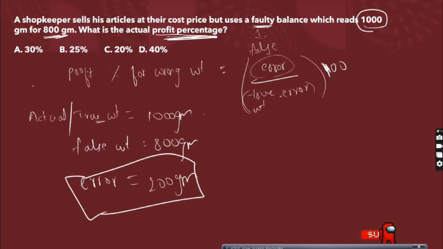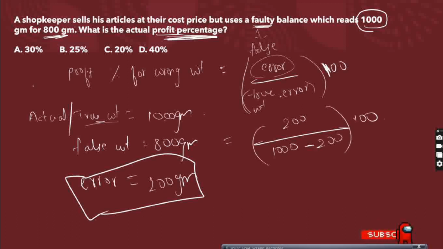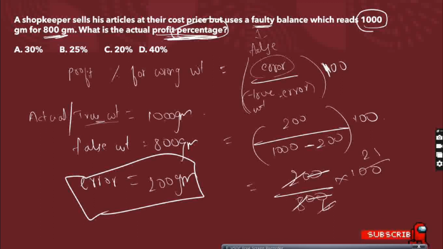This is the error. Now substitute this in the formula. Error is 200, and true weight, in the sense actual weight, is 1000. 1000 minus error 200, into 100. As they are asking for the percentage, we need to multiply with 100. Now 200 divided by 1000 minus 200, which is 800, into 100. These two cancel, and 4 times, and this is 25 times. So 25% is the answer. Option B is the answer, 25%.